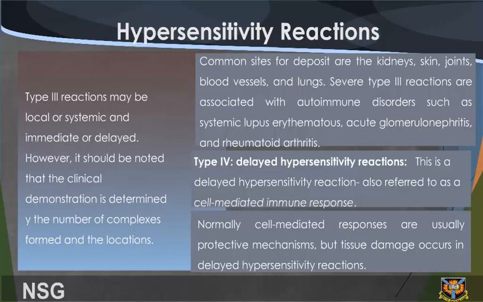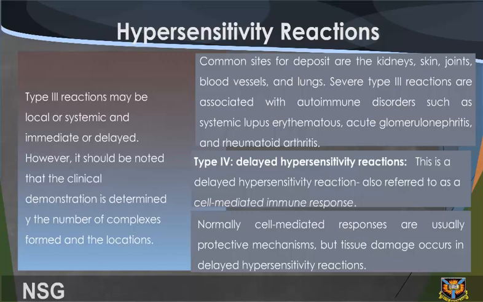Type 3 reactions may be local or systemic and immediate or delayed. However, it should be noted that the clinical demonstration is determined by the number of complexes formed and the locations. Common sites for deposits are the kidneys, skin, joints, blood vessels, and lungs.